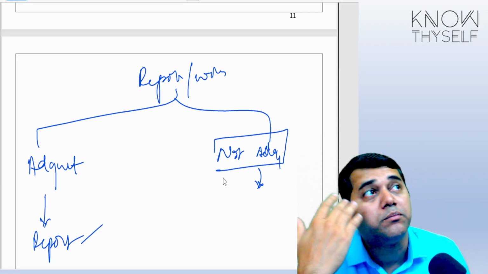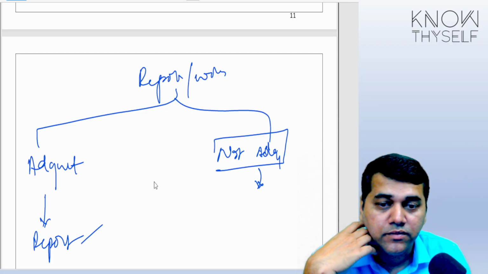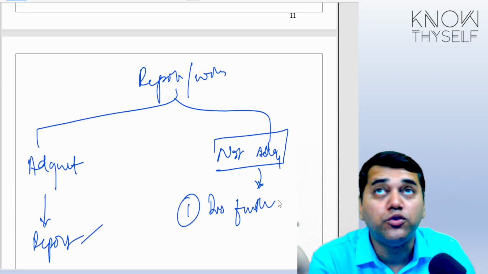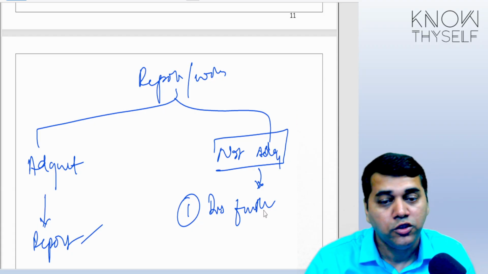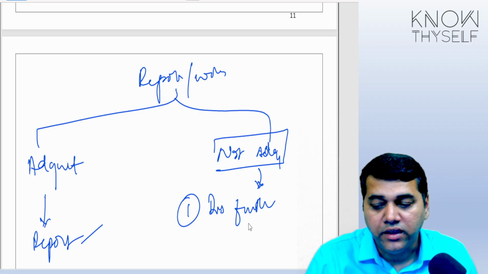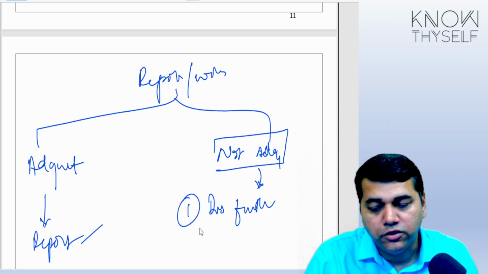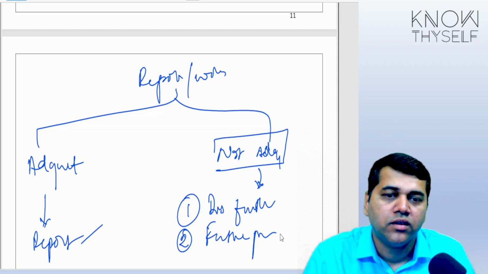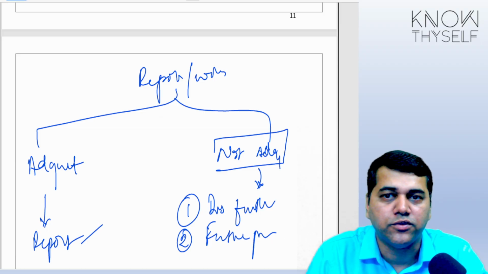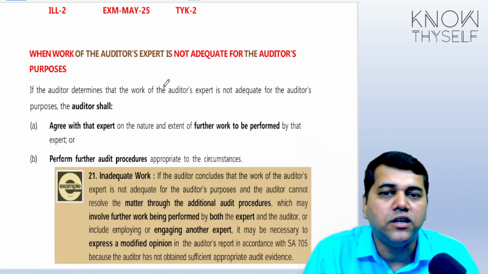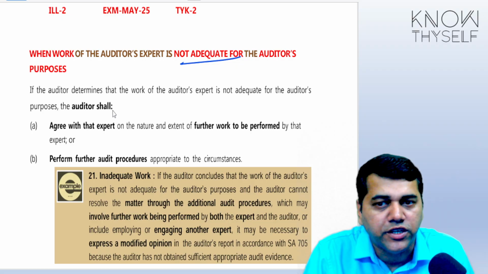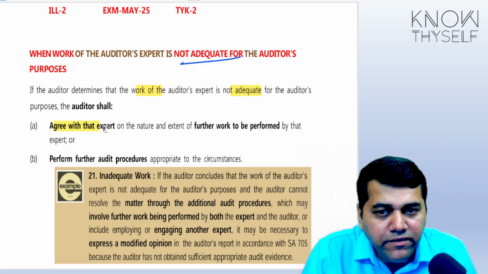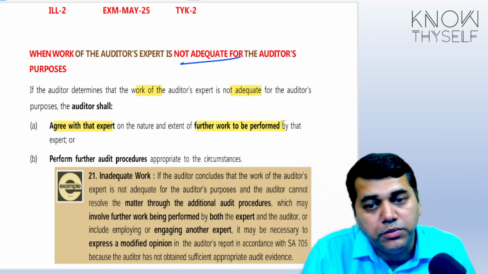Like the roof has some problem, or painting is yet to be done. Okay, what would you have done? First, you discuss the further work. You tell the contractor, look, this is the problem here. You have to correct it. And if he is not there, then you get it done from somebody else and perform further procedures. The same thing happens here also. Look here. If the work of the other expert is not adequate for the auditor, if the auditor determines the work is not adequate, the auditor shall agree with that expert on further work to be performed by that expert.